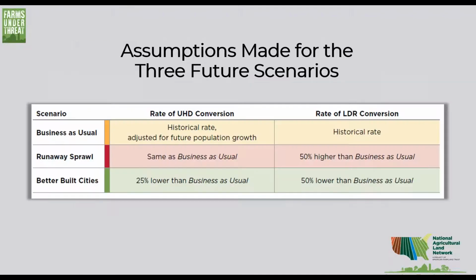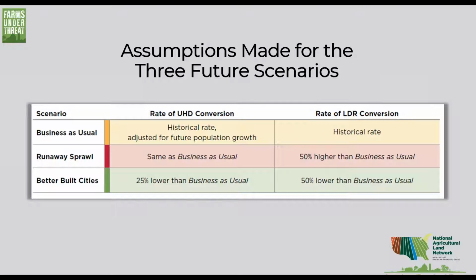So a quick look at the assumptions that went into the three scenarios. For business as usual, you can see that was that straight line historical rate of conversion for both urban and high density development as well as low density residential development. We made adjustments on population growth only in the urban and high density development conversion rate because there is a strong correlation between population growth and increase in urban and high density development.